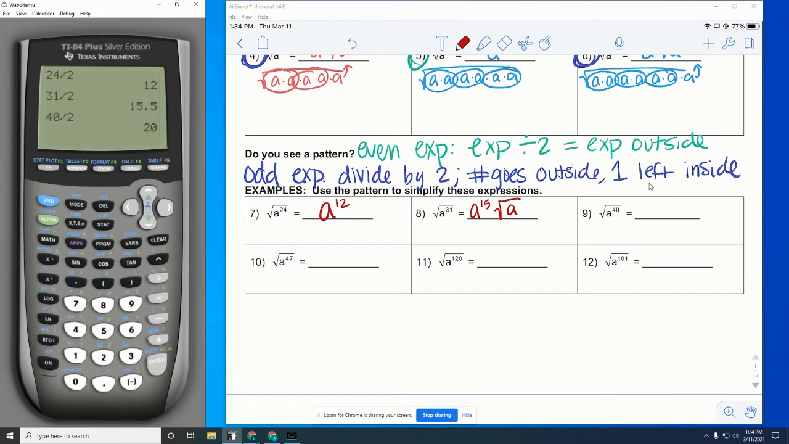Number 9, we take 40 divided by 2. We can make 20 groups of 2. 47 divided by 2, we can make 23 groups of 2. And the 0.5 tells me that I can't make nice, pretty groups, so I'm going to have 1 left in the square root. For number 11, 120 divided by 2 is 60. That works out nicely, so they're all going to get out of the square root. 101 divided by 2 for number 12 is going to be 50 nice sets of square roots and 1 remainder. So anytime you see a 0.5, the big number goes on the outside and there's 1 left on the inside.